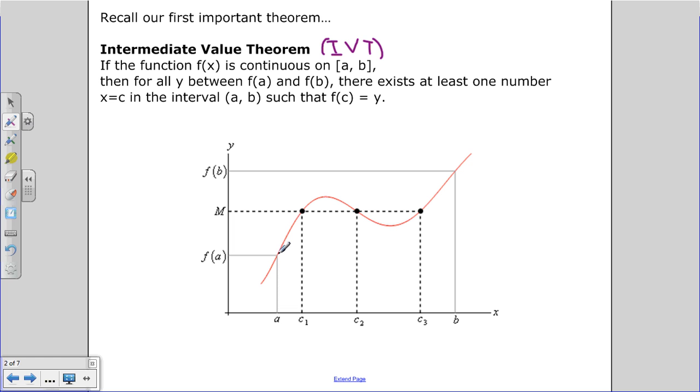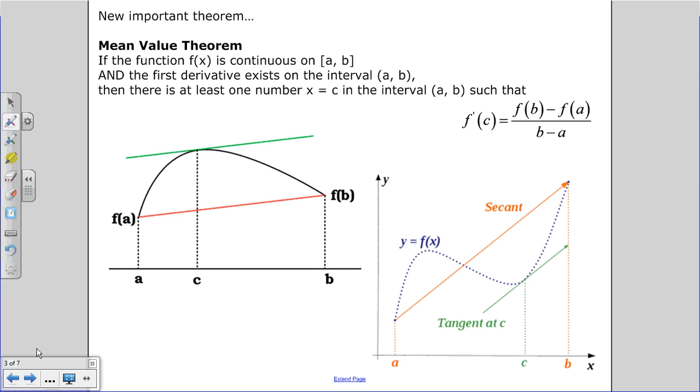So in this case here, we started off at the point a comma f of a, we ended up at b comma f of b, and it's basically saying that it passes through every single y value at least once. So in this case, it passed through m 3 different times, but it could be once, it could be twice, it could be as many times as you want. So if I have this example instead, then it just goes through it once, and so there's a value c, this one right here is our c, between a and b, such that f of c equals that y value. So in this case, we're calling that y value n.